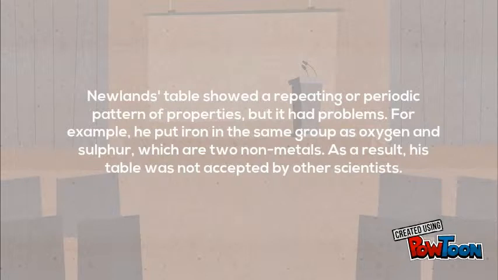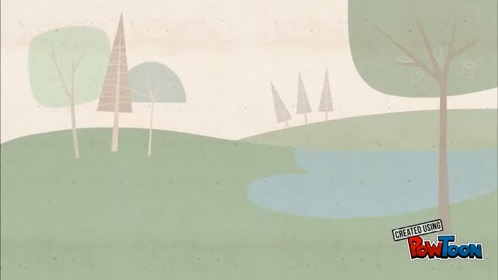Newlands' table showed a repeating or periodic pattern of properties, but it had problems. For example, he put iron in the same group as oxygen and sulfur, which are 2 non-metals. As a result, his table was not accepted by other scientists.